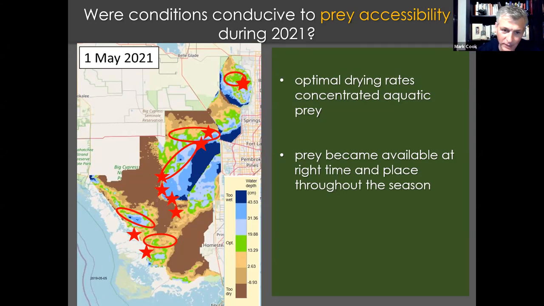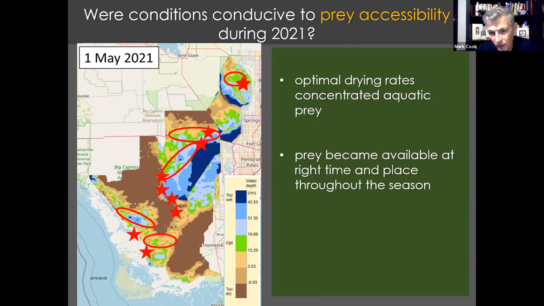Just to reiterate, we had perfect prey production. We had excellent prey production across the entire area of the Everglades that produced a lot of prey, not just in certain areas, but a broad expanse that attracted these birds. And then we had this beautiful dry down that just created this wave of optimal foraging habitat across the system in the right place and at the right time to be able to support these nesting colonies.